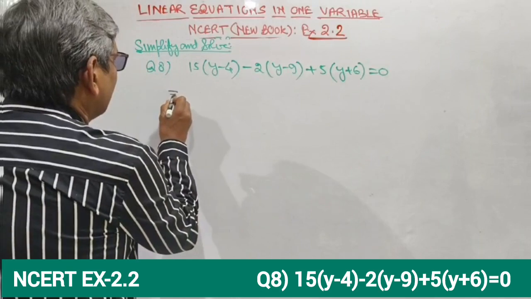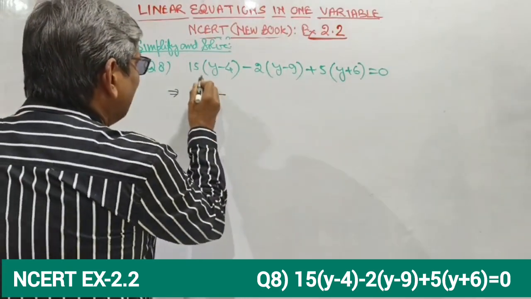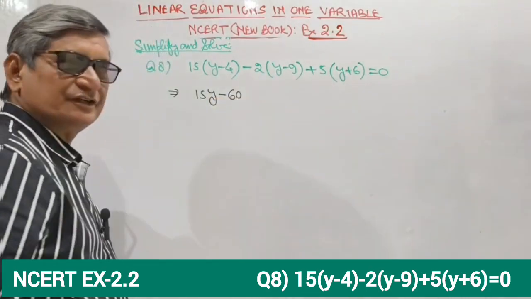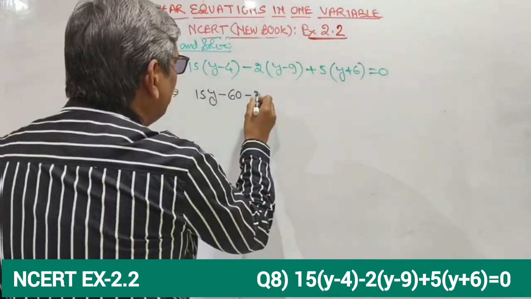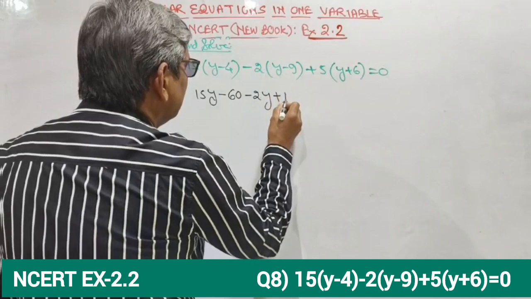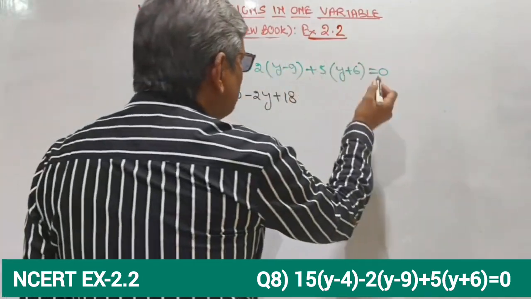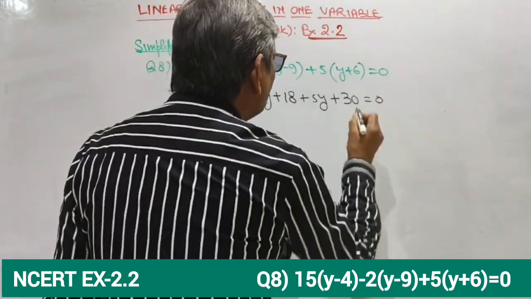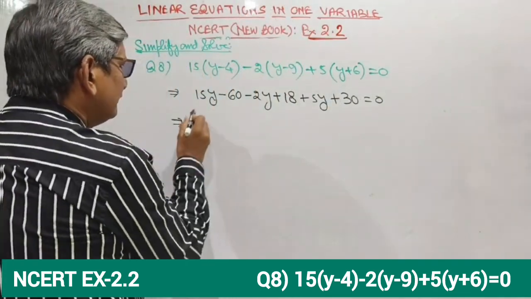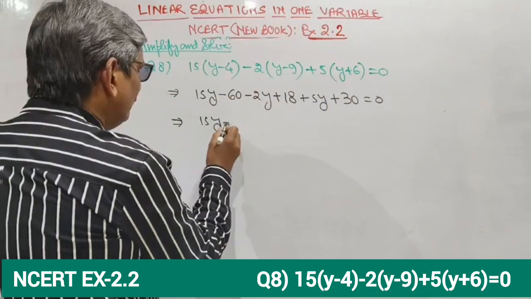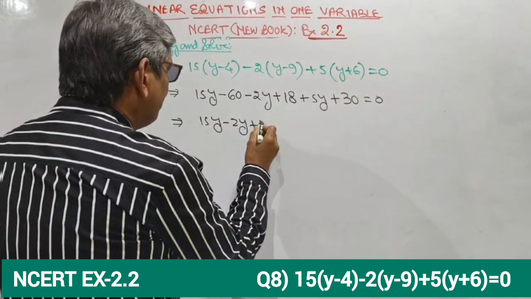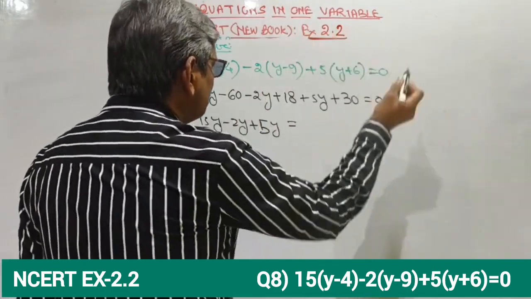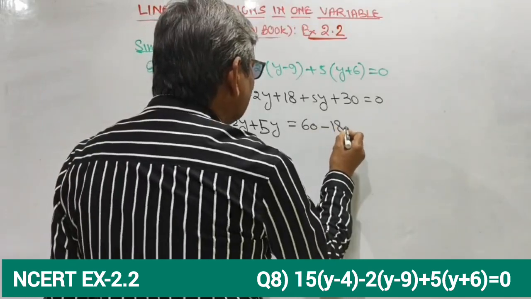So what actually you can write here? You can have 15y minus 15 into 4. 15 into 4, 60. So it is 15y minus 60. Get these 2 inside. So it is minus 2y, and this minus minus plus how much? 18. This 5 inside. So you will have 5y, and 5 into 6, 30 is equal to 0. If you want, you can write 15y minus 2y plus 5y is equal to, if you want, get this 60 that side, 60 minus 18 minus 30.